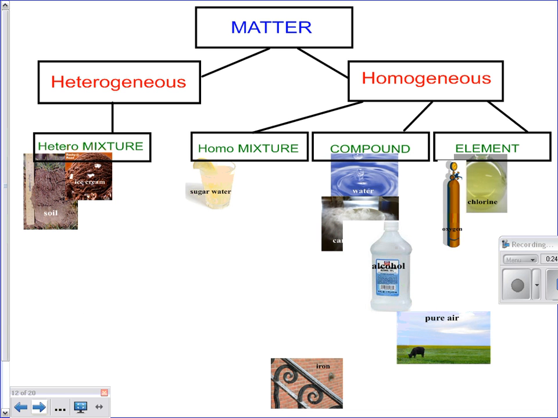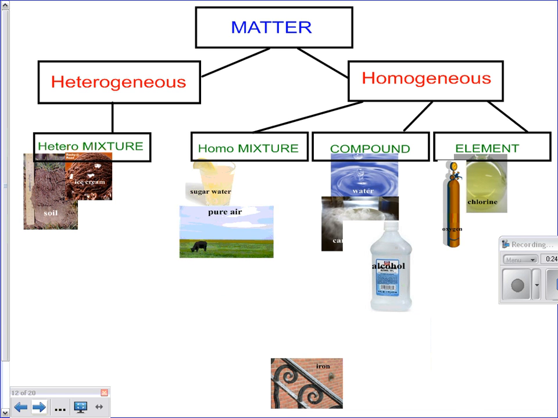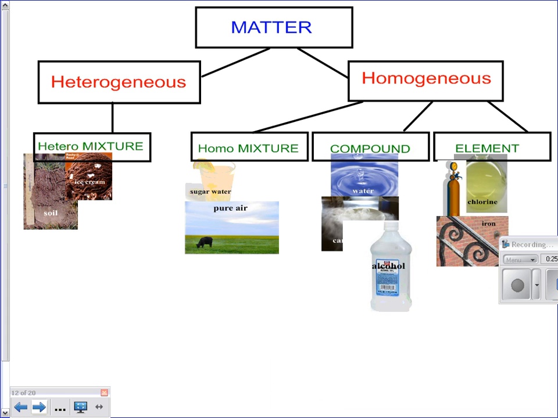And pure air, in other words, none of that Los Angeles stuff. It is homogeneous because all gas mixtures are homogeneous. All gas mixtures are homogeneous. Last one, iron. Elements on the periodic table. Okay, nice job. So we are done with that one sheet.